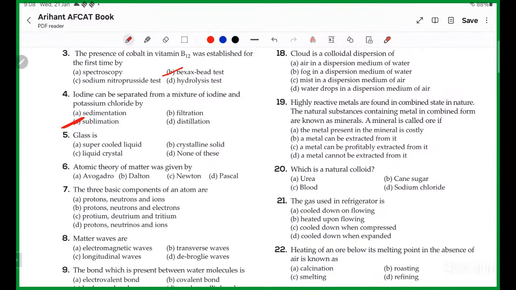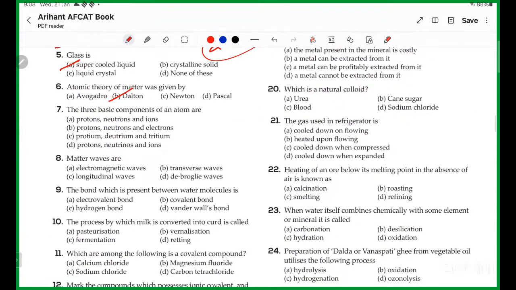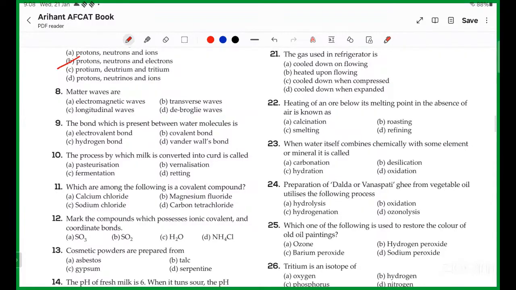What happens in sublimation? A solid substance is converted into gas. Sublimation. Glass is a super cooled liquid. Atomic theory was given by Dalton. The three basic components of an atom are proton, neutron, and electron. Matter waves are de Broglie waves.